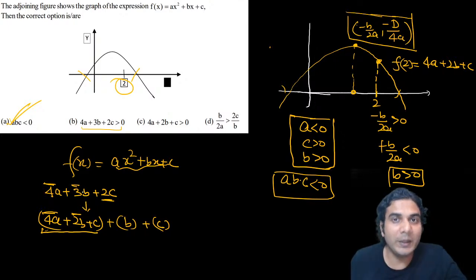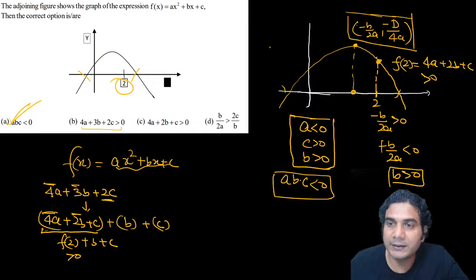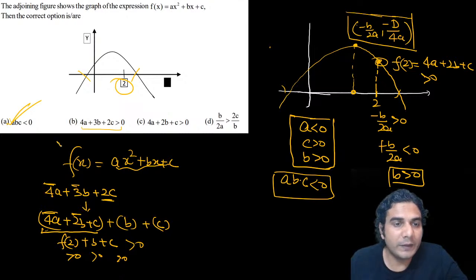So the value will become x equal to plus 4 or minus 4, minus if you get a minus sign here. So this is f of 2, b plus c. Let's see, f of 2 is positive, right? Yes, we can see f of 2 is positive. It is above the x-axis. b is positive and c is positive. That means the sum of all three values will be positive. So B option is also correct, all right?